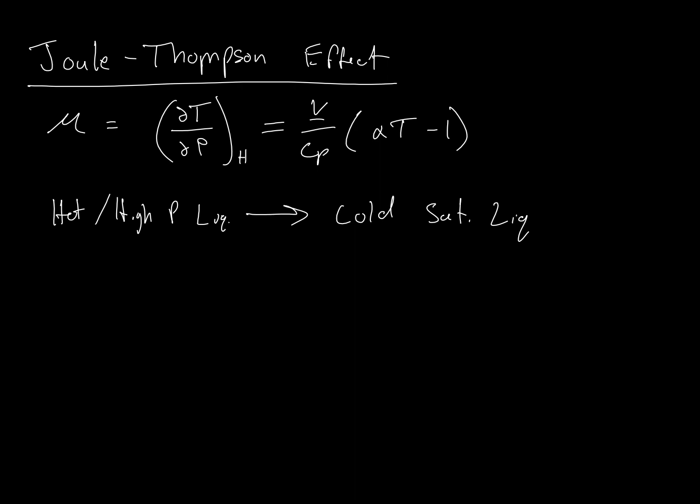Does anyone remember what the Joule-Thomson coefficient is for an ideal gas? It is 0. So mu ideal gas is equal to 0. So for an ideal gas, the enthalpy is only a function of temperature. So from what we've been talking about with intermolecular potentials, what does the intermolecular potential of an ideal gas look like?